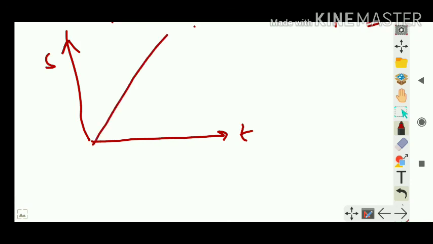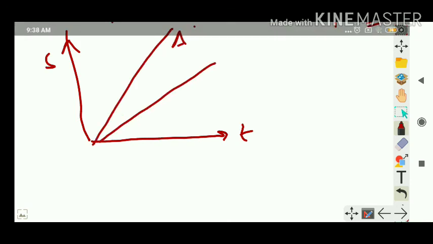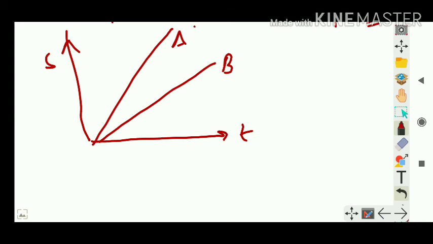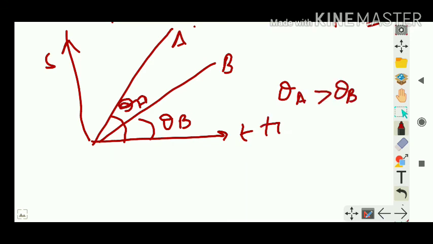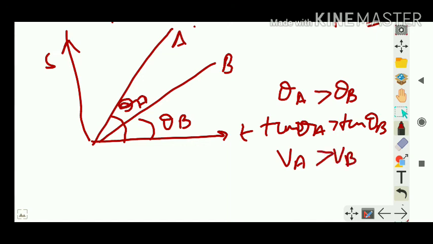Right? Suppose you are asked a question like this. This is a displacement time graph and you're given A and B, right? And you are asked which object out of A and B is having higher velocity. Very easy, right? It is A because its angle, let's say theta A, and B is having angle theta B. You can say theta A is greater than theta B from the figure. So that means tan theta A is greater than tan theta B, or I can say velocity of A is greater than velocity of B.